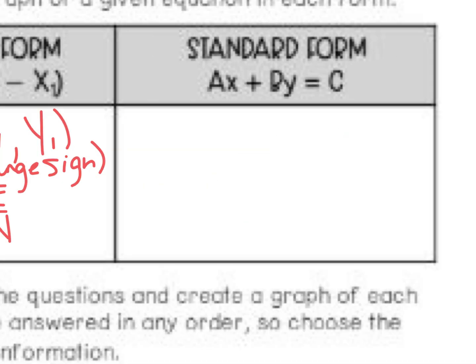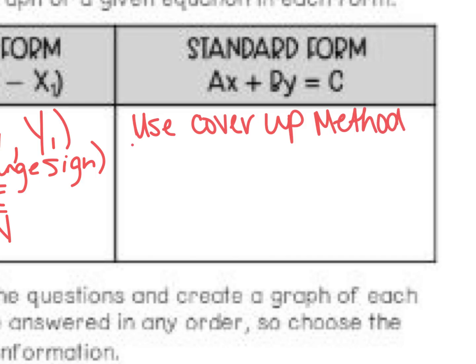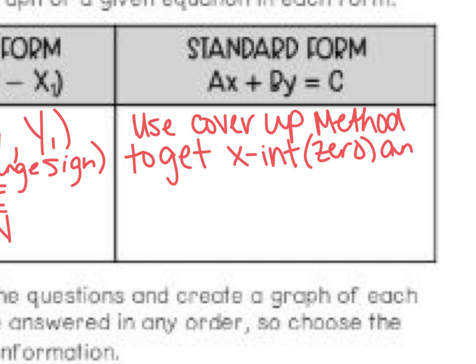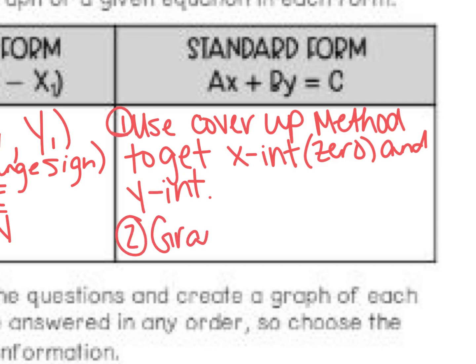So for standard form, we need to use the cover-up method to get the x-intercept. What's another word for x-intercept from yesterday? 0. Very nice, 0. And the y-intercept. That's what we're going to start with first, and then we are going to graph those. Graph your intercepts. Draw your line.